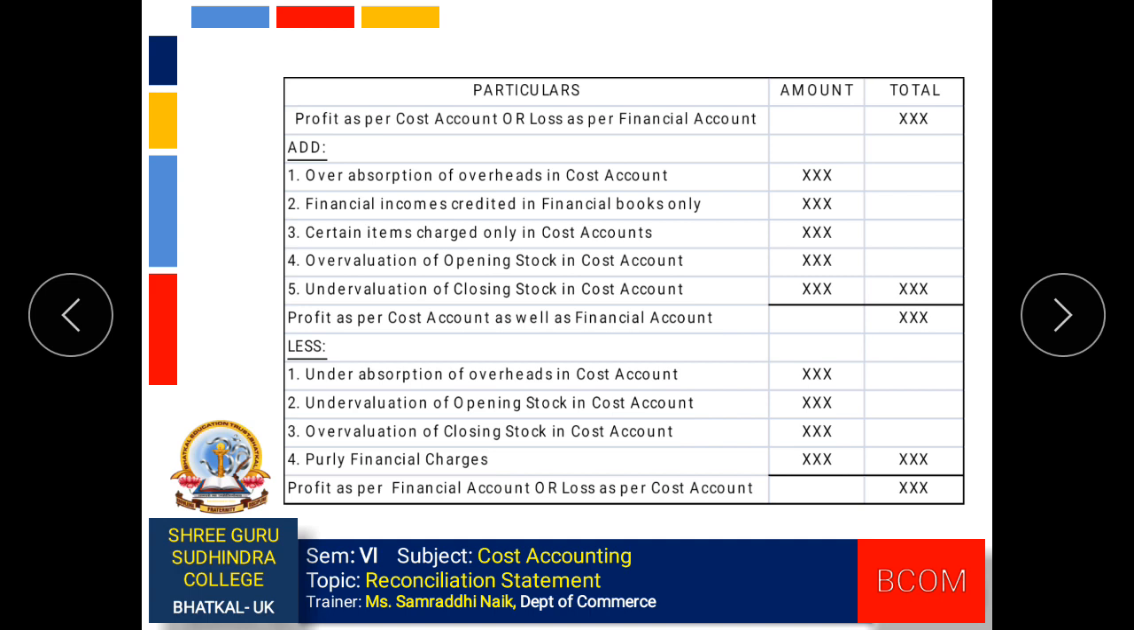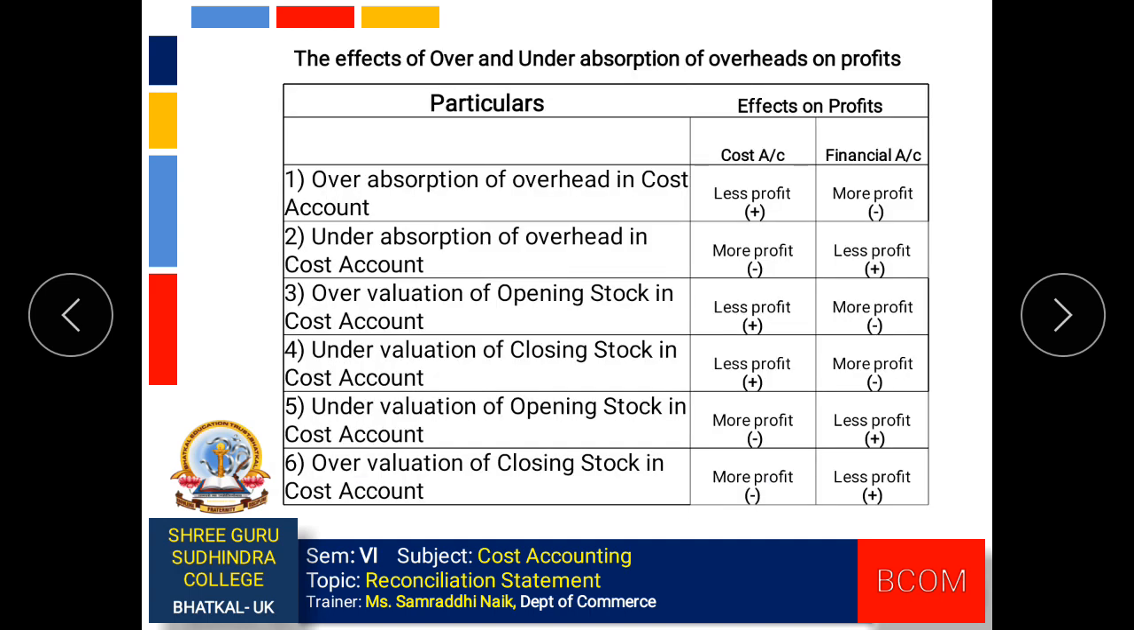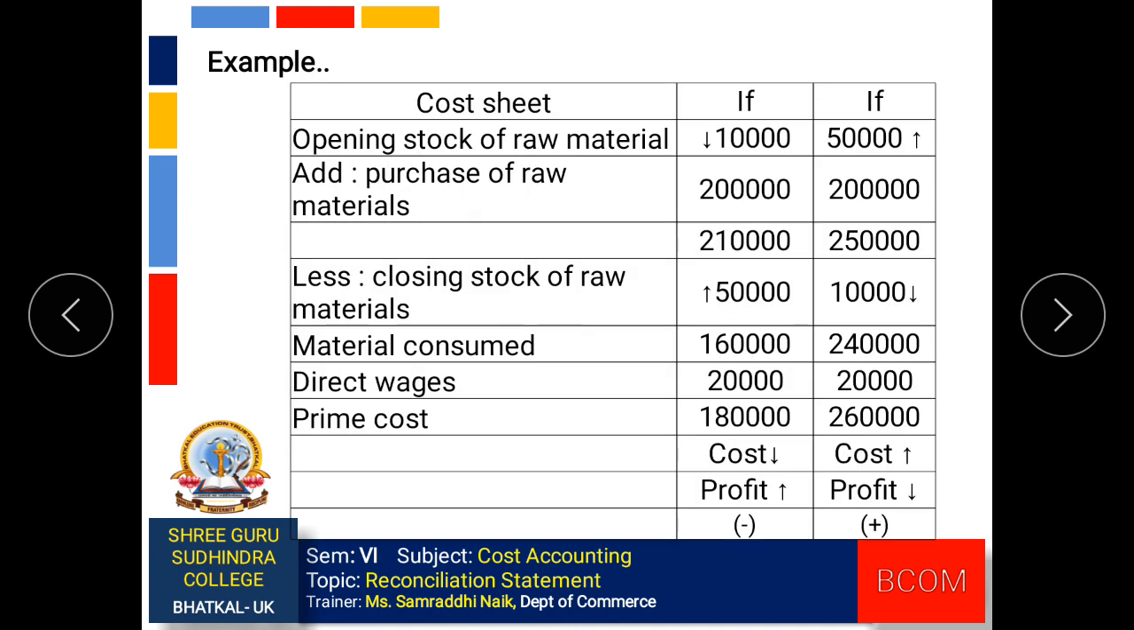Fourth one, overvaluation of opening stock in cost account. When opening stock increases due to more stock of material, the cost increases. As cost increases, profit decreases. For example, if we take opening stock rupees 50,000, due to more stock, cost increases, that is rupees 2,60,000, and profit decreases. To overcome this, we add overvaluation of opening stock.